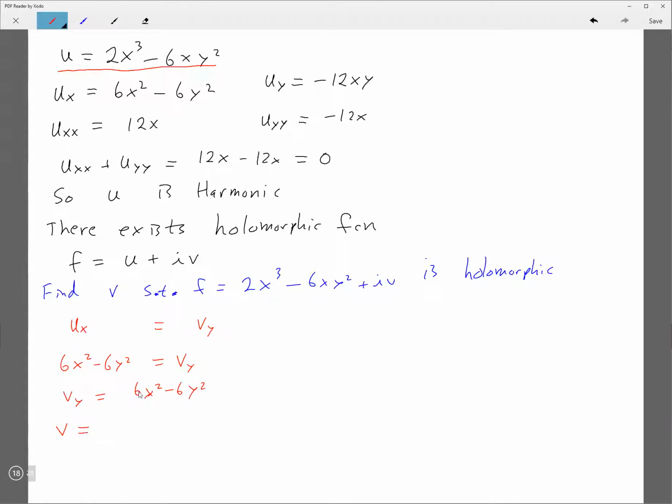Can you think of a function v whose partial with respect to y is this? How do we get this term, 6x squared? Ignore this one for now. What expression, when I take the partial with respect to y, will give me this? 6x squared y, yes. And then what expression, when I take the partial with respect to y, will give me this? It's going to be minus 2y cubed, because when I take the partial with respect to y, I get the 3 coming down, and I get 6y squared right there. Now also, I could have a function entirely in x's, and if I take the partial with respect to y, that's just going to be 0. So I could potentially have that.